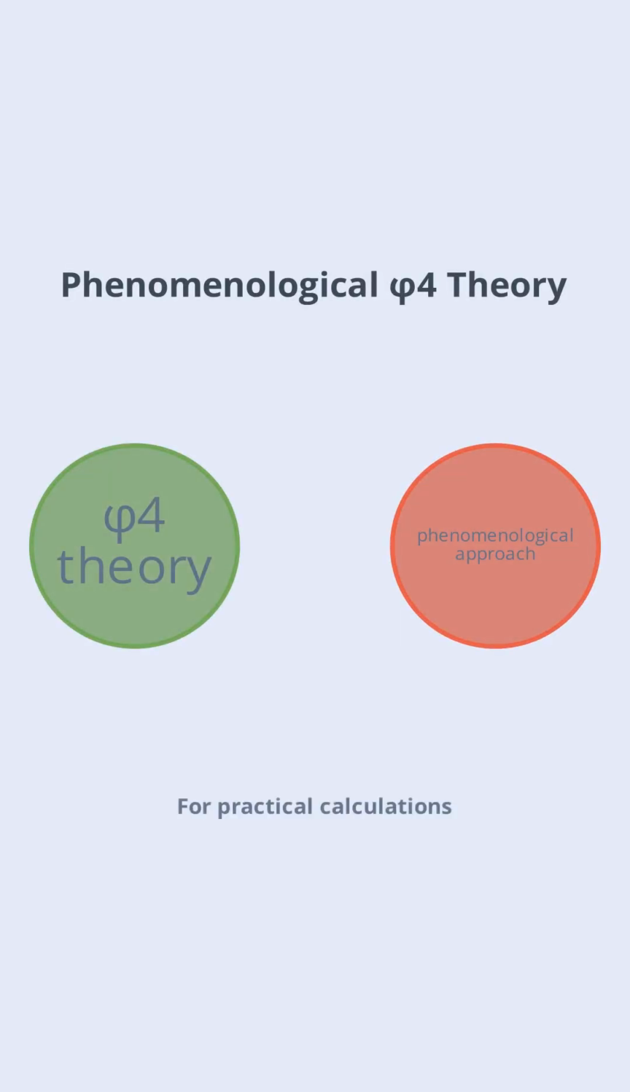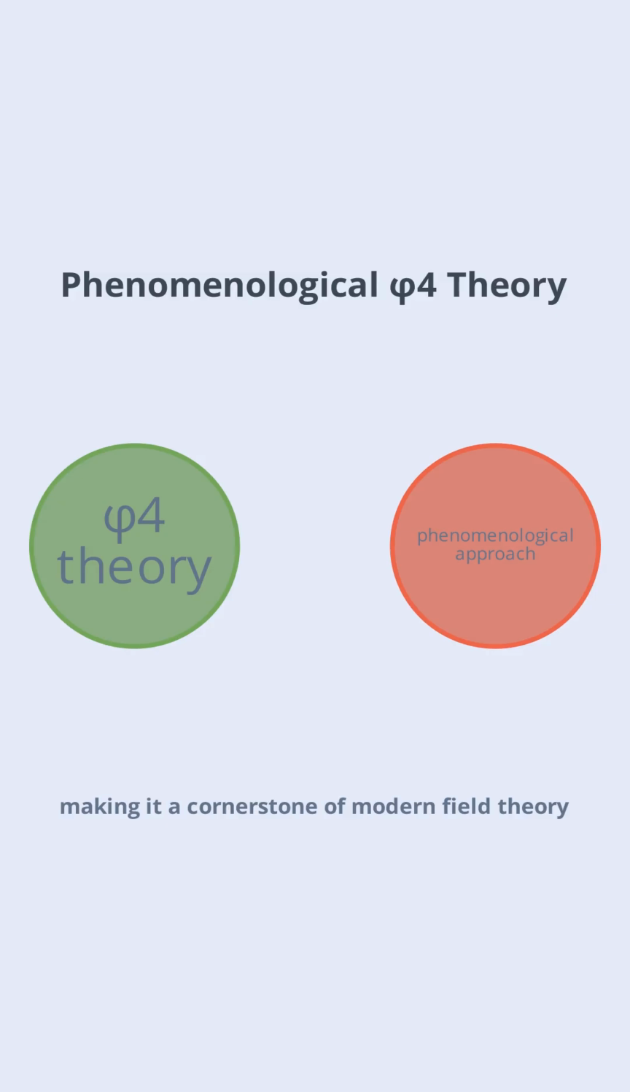For practical calculations, physicists often use a phenomenological approach known as φ⁴ theory. In this framework, the Hamiltonian includes terms that depend on the order parameter and its spatial variations. The φ⁴ term captures the essential physics of many systems near phase transitions, where fluctuations become important. This approach provides a manageable way to calculate properties like correlation lengths and critical exponents, making it a cornerstone of modern field theory.